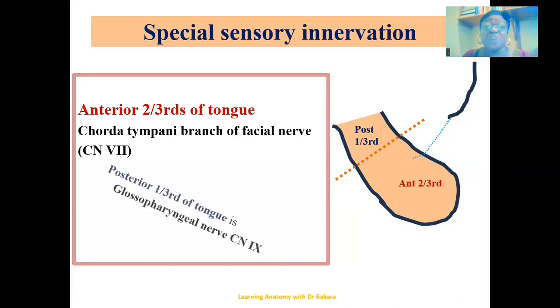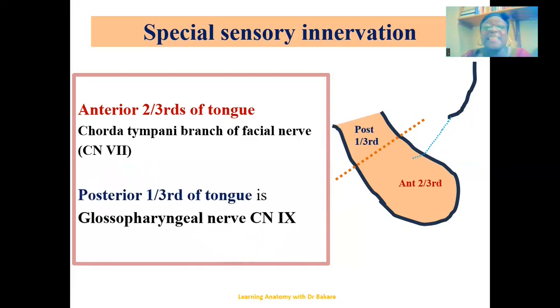So the posterior 1/3 of the tongue is supplied by the glossopharyngeal nerve. So behind here, we have the glossopharyngeal nerve, which of course is the ninth cranial nerve. And this is what gives special sensory innervation of the tongue to the posterior 1/3. You can see that for the posterior 1/3, general sensory and special sensory innervations are supplied by the glossopharyngeal nerve. But for the anterior 2/3, both general and special sensory innervations are different. It's good for us to be able to highlight this.